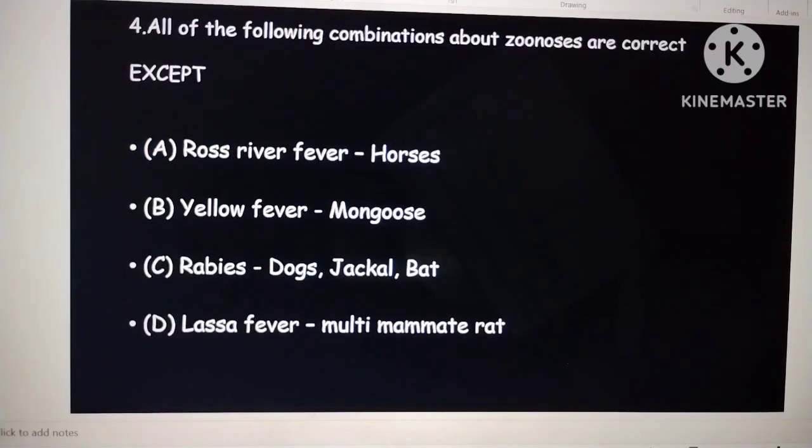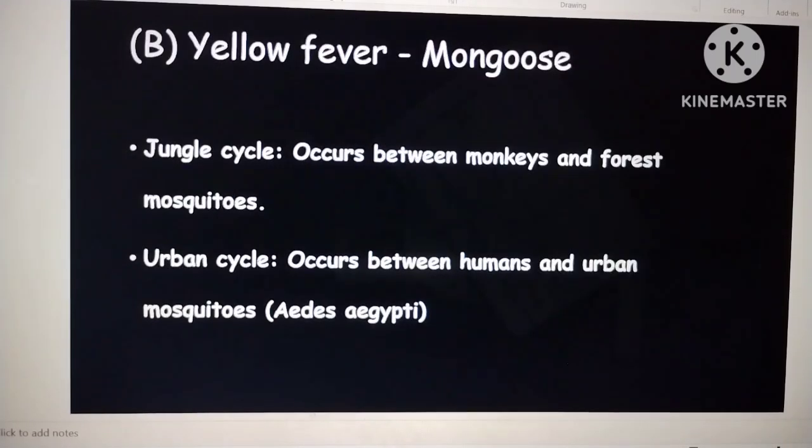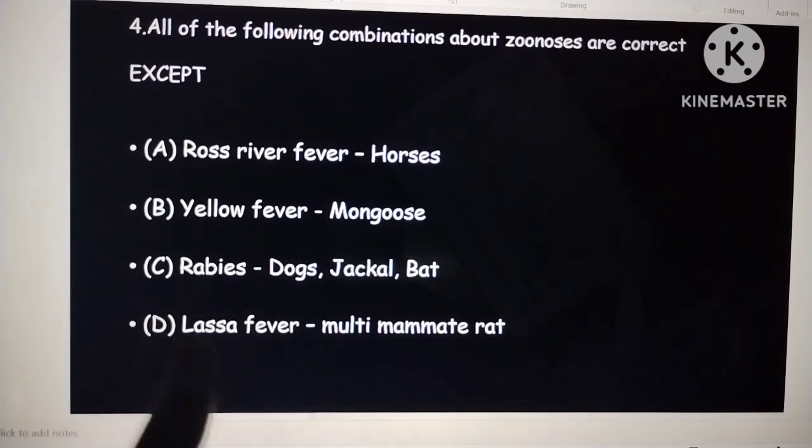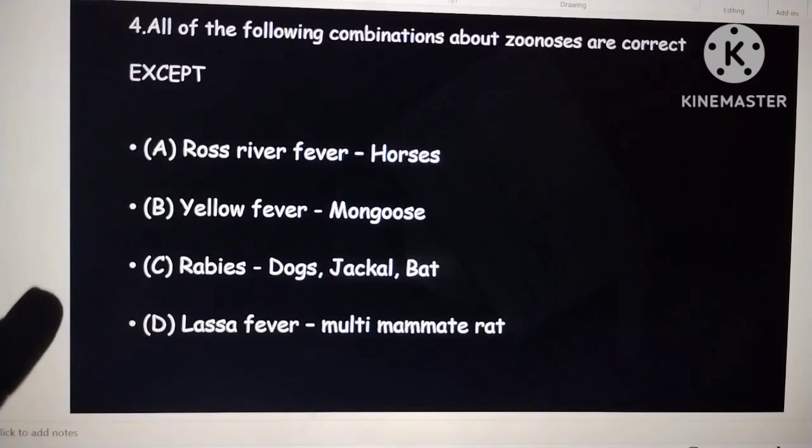Next, all of the following combinations of zoonosis are correct except: Rift Valley fever by horses, yellow fever by mongoose, rabies by dogs, jackal and bat, and Lassa fever by multimammate rat. So you know, right? Yellow fever is between monkeys and forest mosquitoes, and it has two cycles, the jungle cycle and the urban cycle. The urban cycle is between humans and mosquitoes, that is Aedes aegypti. So all the options are correct except option B, yellow fever.